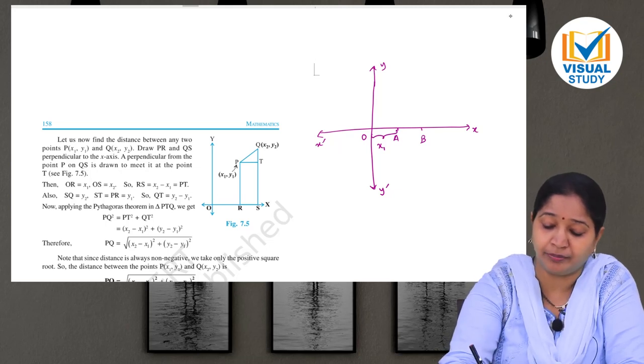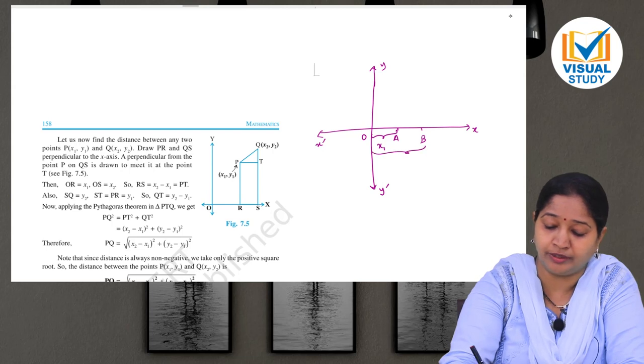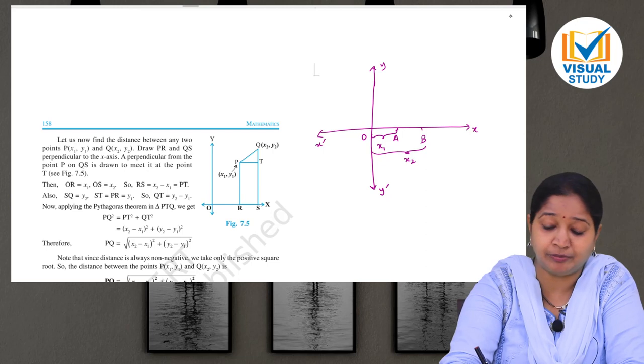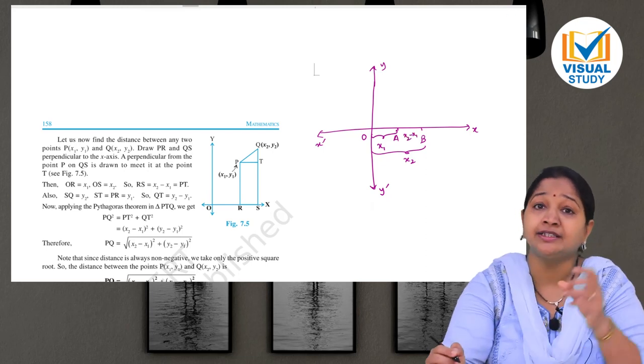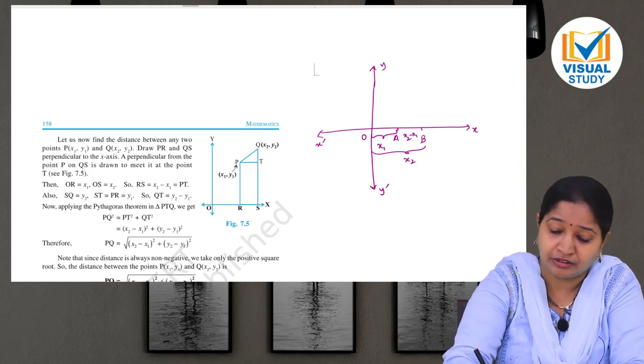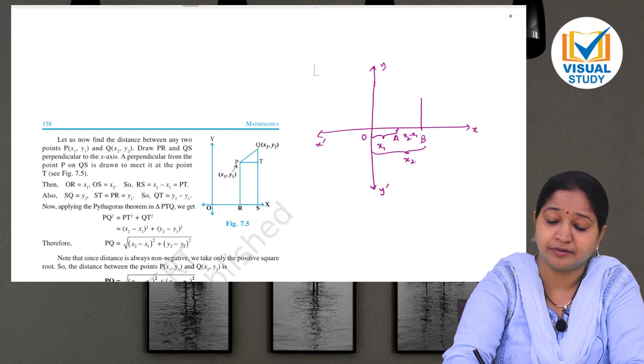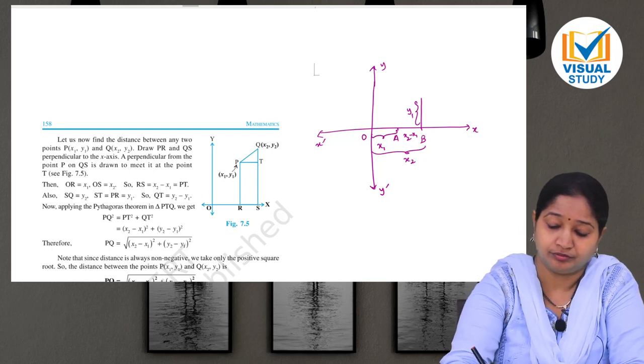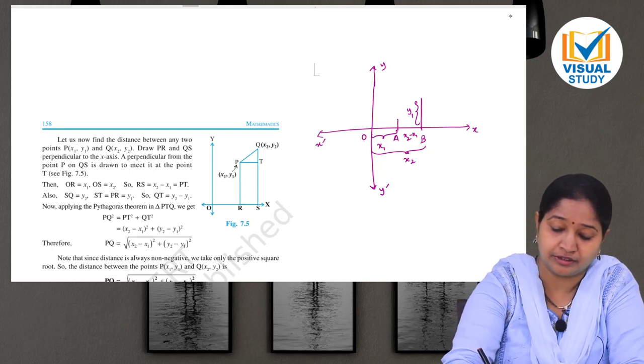The distance between O and B is x2. Then what will be your AB? Obviously, that is x2 minus x1. AB will be x2 minus x1. Now suppose the distance here is y1. Okay? This is also the same thing.